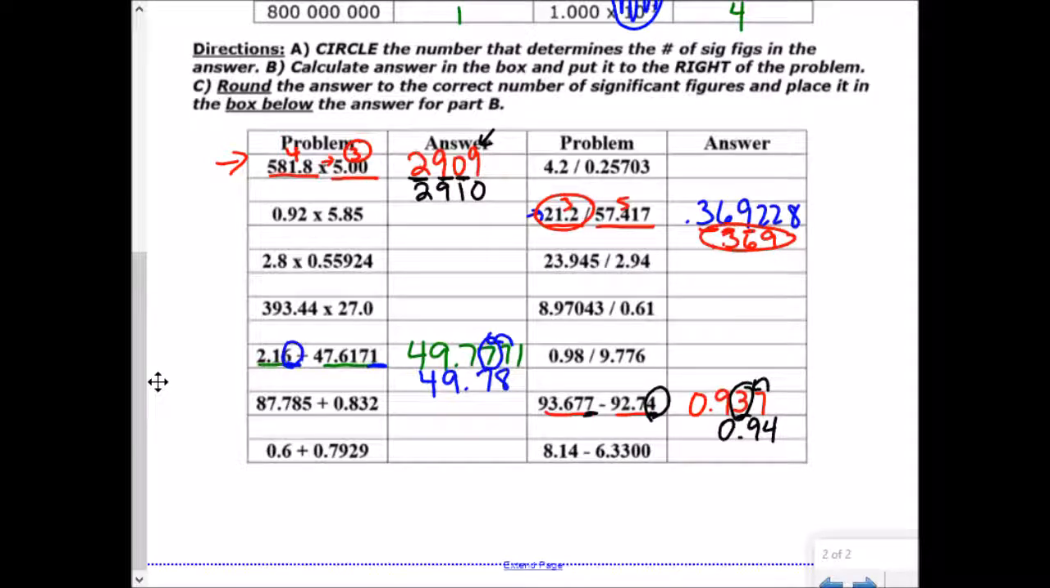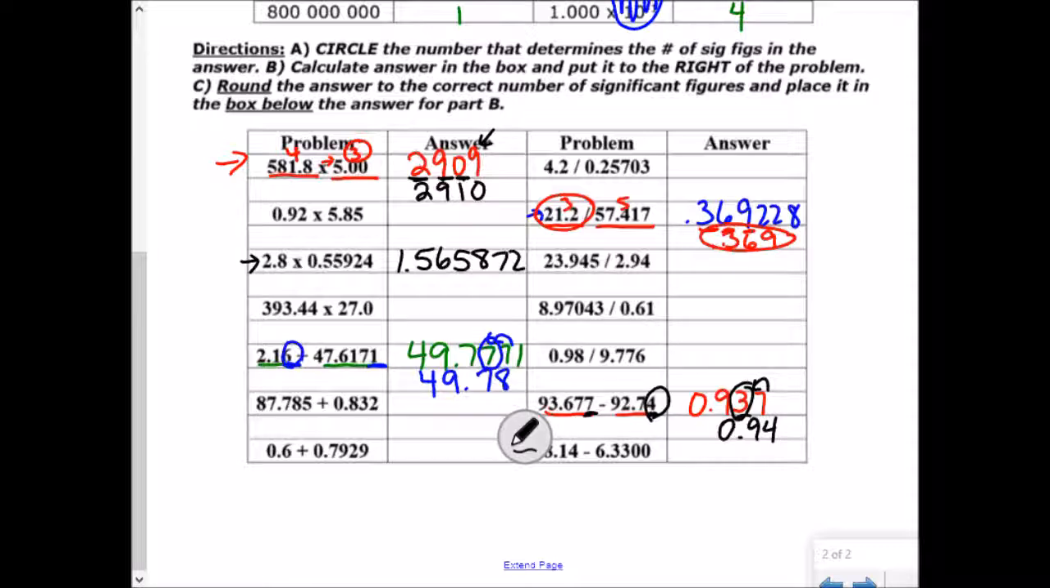All right, let's do a couple more examples before the bell rings. Make sure you're doing this. How about let's go with the 2.8. Let's do this one. 2.8 times 0.55924. This is what I got for the calculator answer. Please check me, though, because sometimes I punch numbers wrong. Is that what you got?